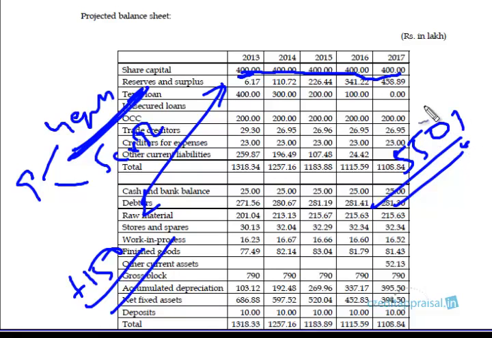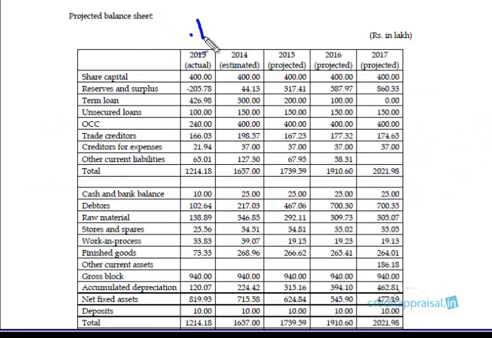So is the capital 550 lakhs? Let us see the actuals. So this is the actual 2013. Is the capital 550 lakhs? No, it is still 400. So where does this 150 come from? If you see, unsecured loans is a new item. This was not part of the original project cost.